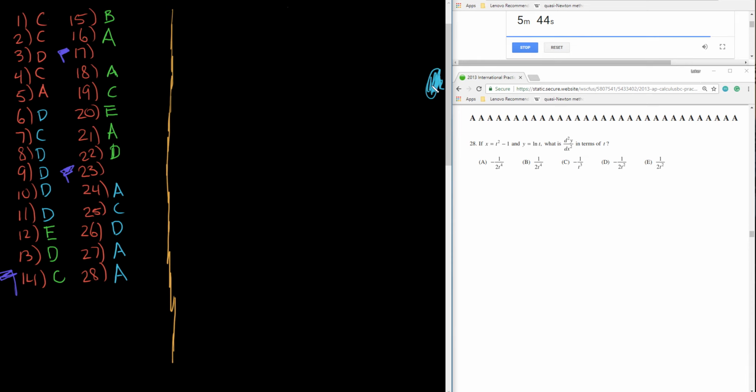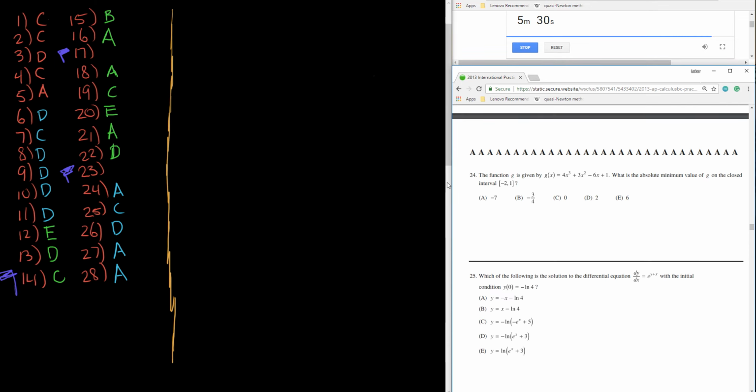Come on, eraser. Please work. Finally, got it. So when I switch my pen around, it'll turn into an eraser, but it doesn't always work. I gotta fiddle with it.